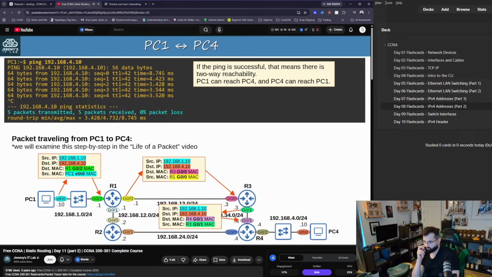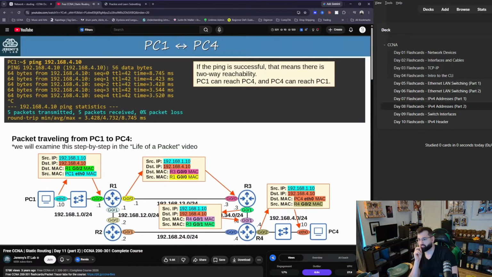Now R4 has the packet, and since it's directly connected to the destination network, it can forward the packet to PC4. It does that by encapsulating the packet in a frame with PC4's MAC as the destination. This is the only time in the journey that the destination IP and MAC are of the same device. The destination IP is PC4's IP, and the destination MAC is PC4's MAC also.